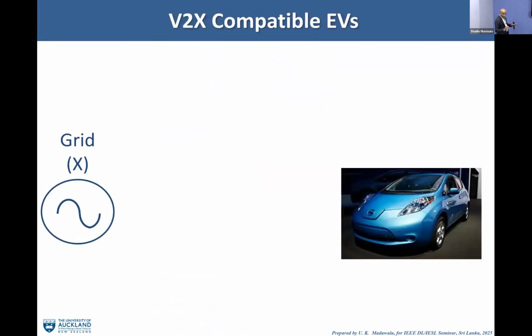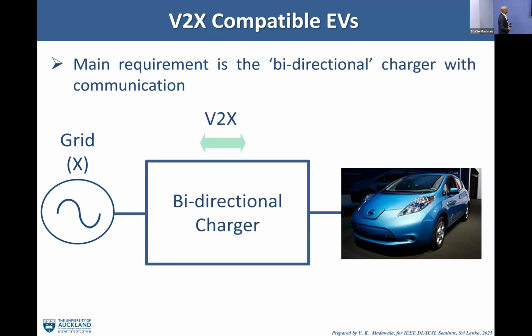But in order for V2X to work, you have to have some capability. Here on the left-hand side is the entity, and the right-hand side is the electric vehicle with the battery. In between is the bidirectional charger. So you need to have a bidirectional charger, so the energy can go back and forth as required. It's all regulated.